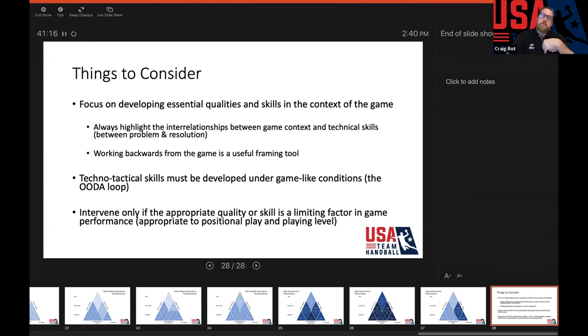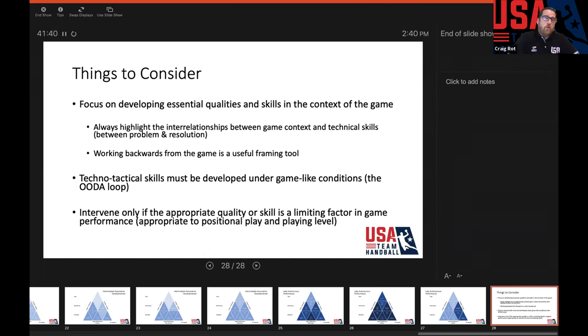So working backwards from the game is an awesome framing tool as a player also. How do I want to play and how do I get there? And then you have to remember that techno-tactical skills must be developed under game-like conditions. I said this before, I'll say this again. You might be able to perform a jump all you want, but jumping into a player who's running full speed and not knocking them out of the air, but neutralizing them, that's a hard thing to do.